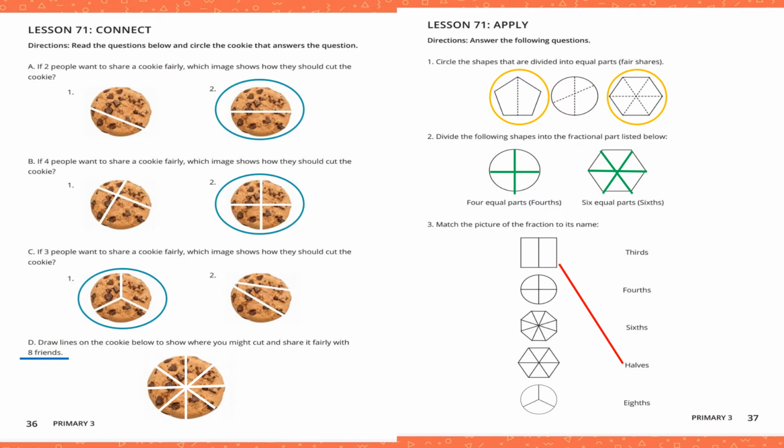Fourths. Here I have 1, 2, 3, 4, 5, 6, 7, 8. So I have 8 equal parts. So they are eighths. Here I have 6 equal parts. Sixths. Here I have 3 equal parts. So they are thirds.